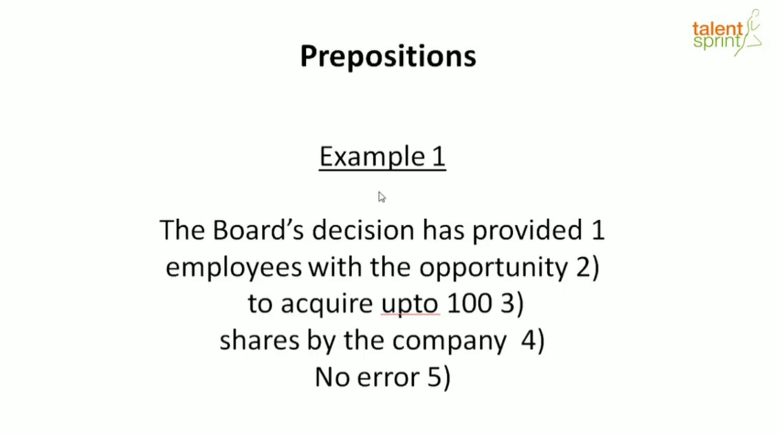Now let's go part by part and see if each part is conveying the right meaning. The board's decision has provided, so the action has started sometime in the past, right, and it is continuing up till now. Employees, who? Employees with what? The opportunity to acquire up to 100 shares. Okay, is it by the company or of the company, right? So in this context, we need to look at whose shares we are talking about. The shares that belong to the company. So we're looking at a preposition that brings in the meaning of possession.